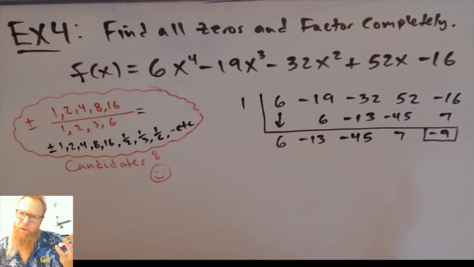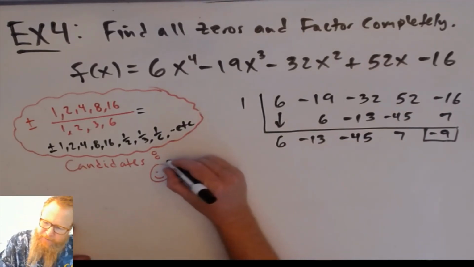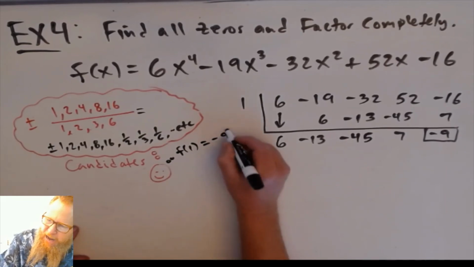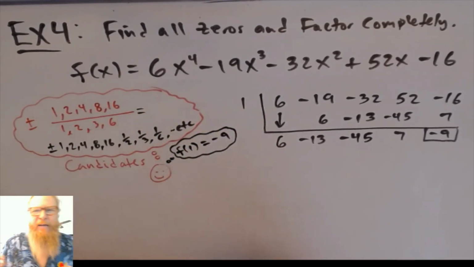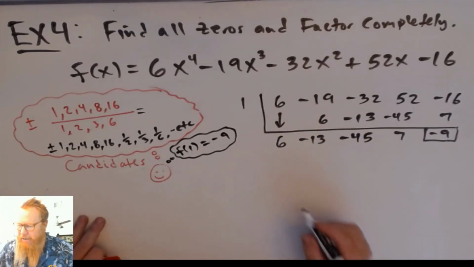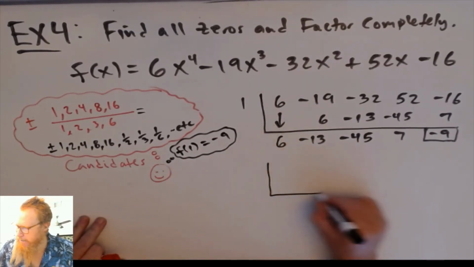So no, but I could put this in my mind here: f of 1 is negative 9. That might come in handy later. It might not, but to just disregard it completely would not be wise. So let's try another one.